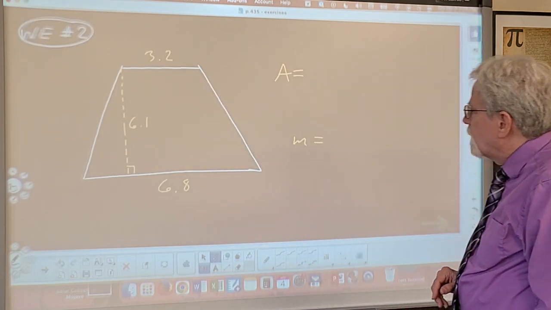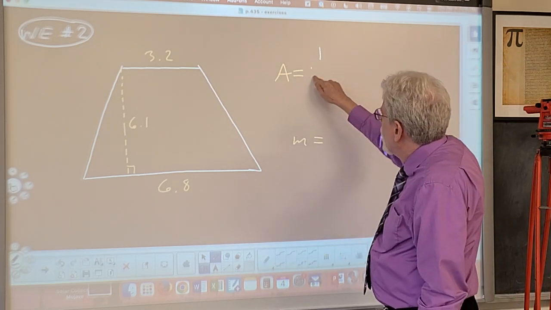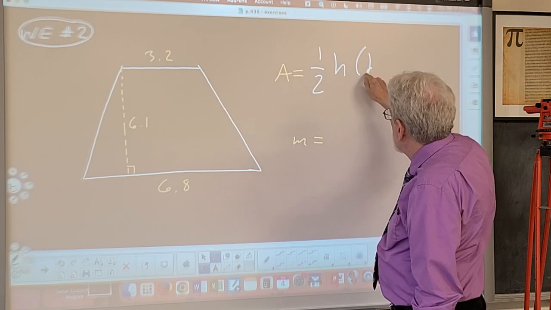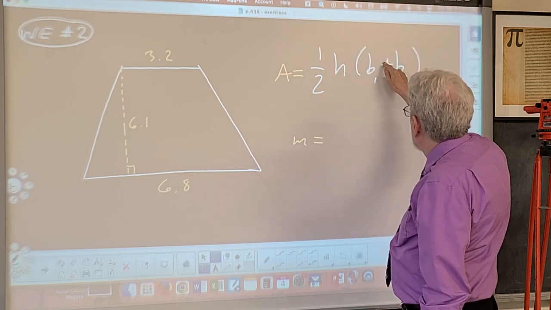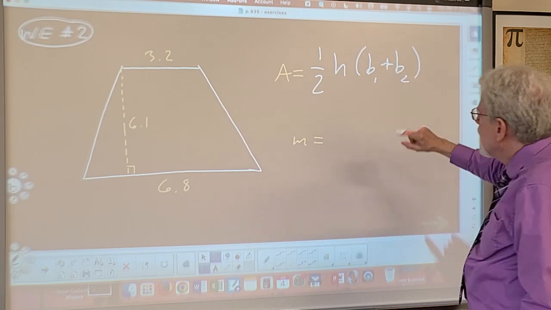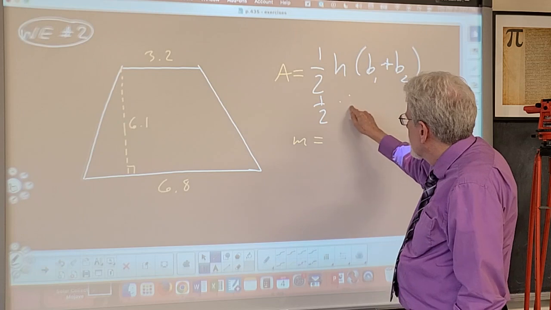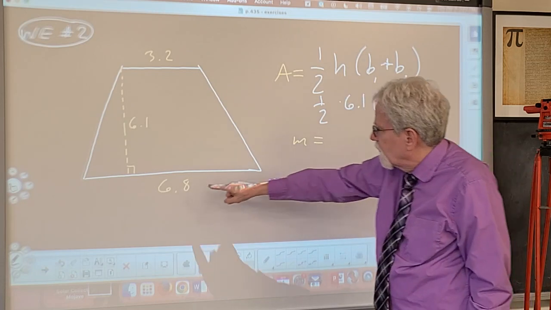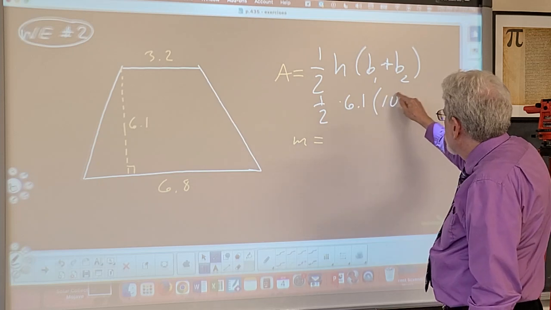Okay, let's try to pick up the speed here. For the written exercises, area is 1/2 times the height times B1 plus B2. Oh, that plus sign looks wonky. It's that glitch in the board. Sorry about that. So we have 1/2 times the height. The height is 6.1. The bases are added: 6.8 plus 3.2 is going to be exactly 10. How about that? That's easy.